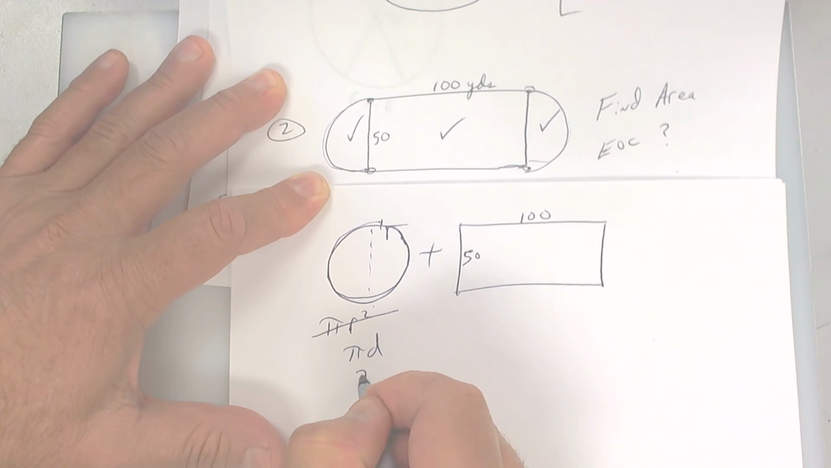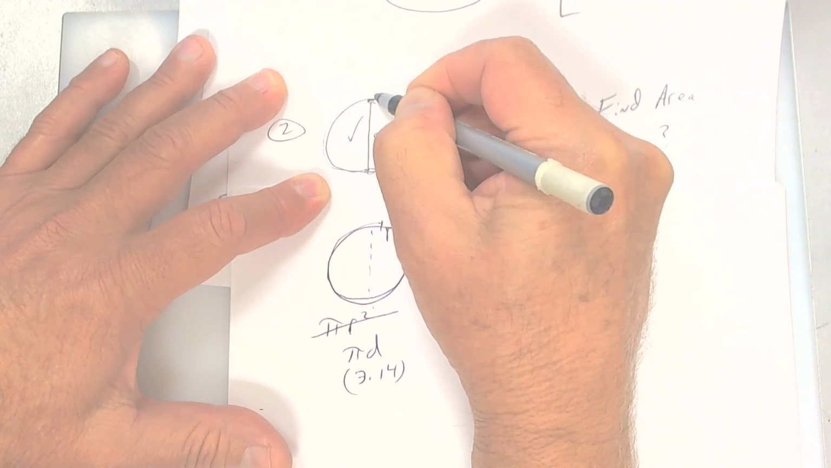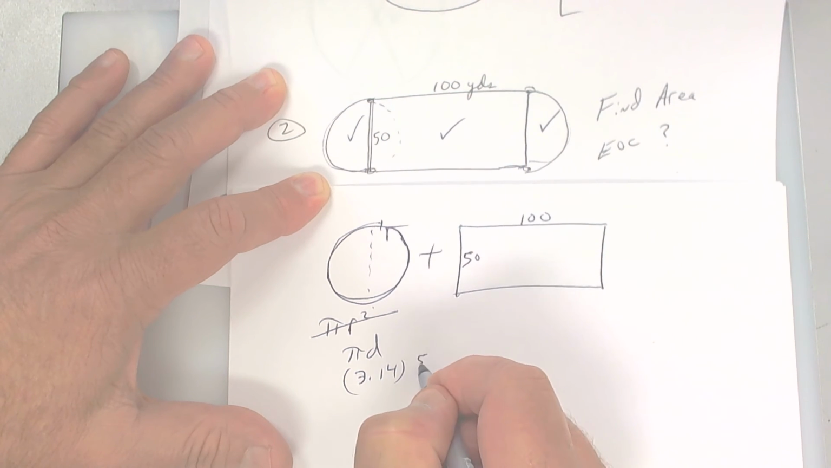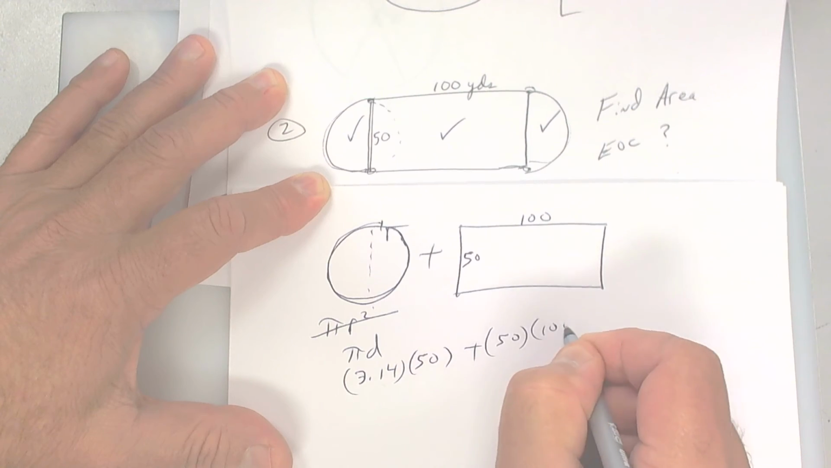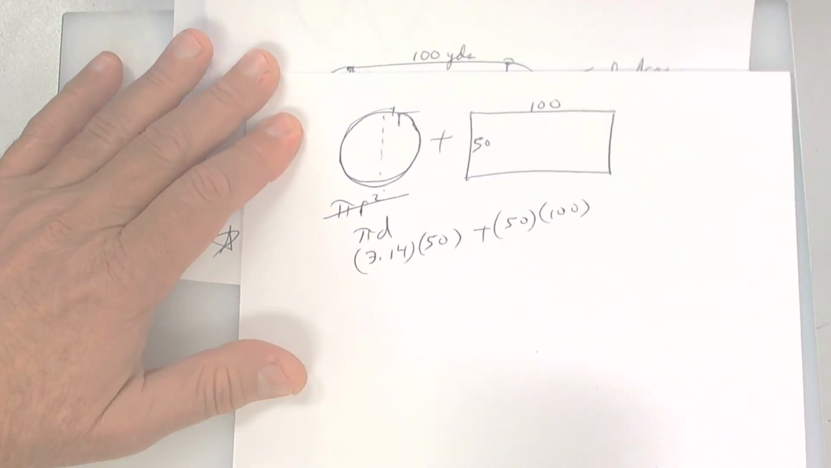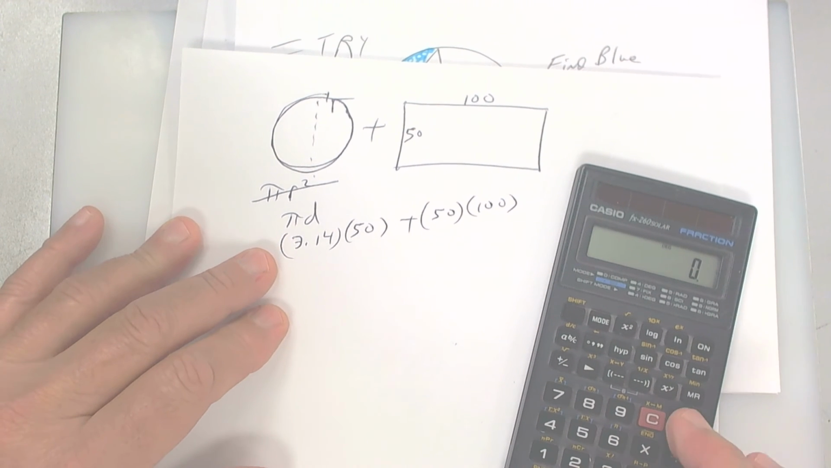So here you're going to do 3.14 times the diameter. The diameter of this circle is 50. So you want to put times 50 plus 50 times 100. So if you add that up, you get the answer. And by the way, like I was saying, it is on the EOC.